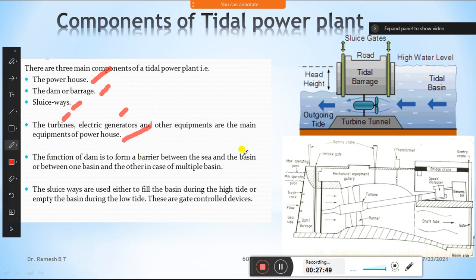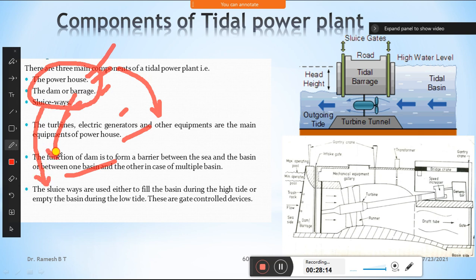The function of the dam is to form a barrier between the sea and the basin. We need a basin, and the sluiceway is used either to fill the basin during high tide or to empty the basin during low tide. So these are the three important components: the powerhouse, which includes some components, the dam, which includes some components, and the sluiceway, which includes some components.